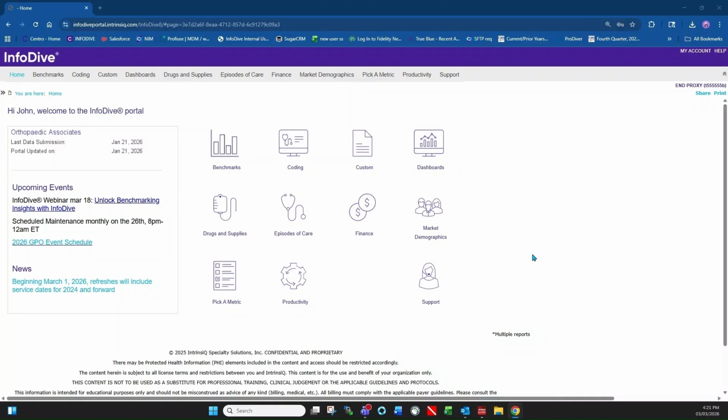Okay, so now that we are in the portal, the first thing I want to remind you is that there are reports that will be available on the slide deck when the webinar is over. So if you refer back to those, it will tell you all of the different portal paths of the reports that we're going to look at today.